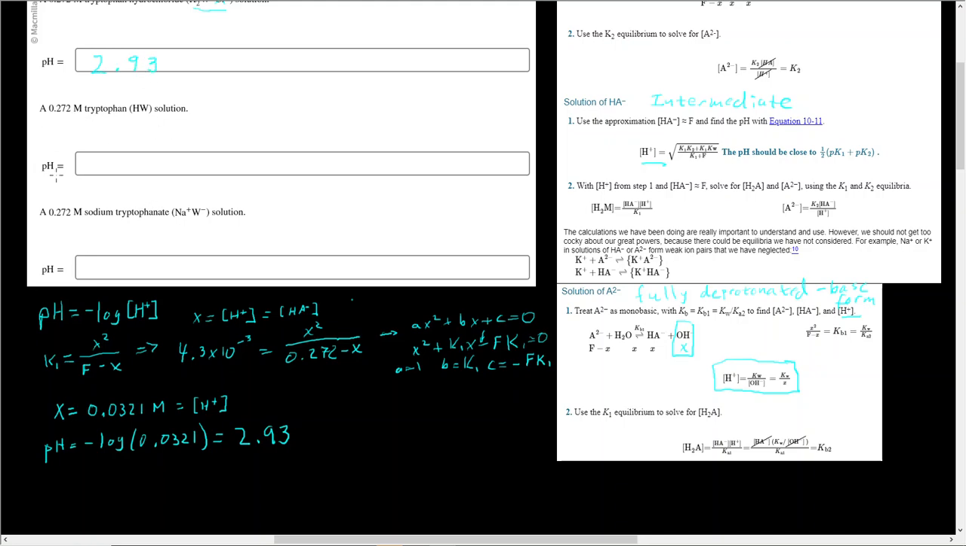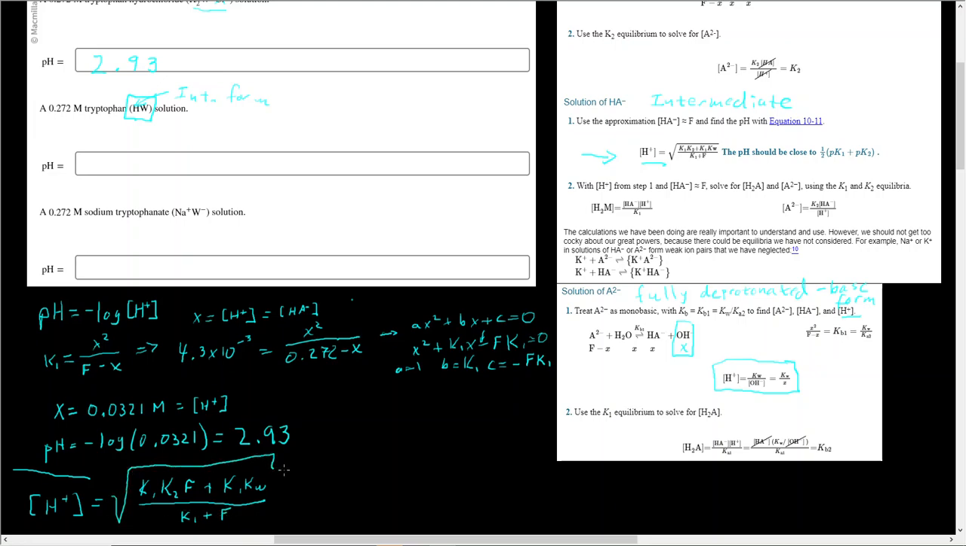So now we've got 0.272 molar of just tryptophan. So it looks like we've just got one hydrogen here that we can donate. So this must be that intermediate form. All right, we're looking for the H plus concentration, so we need to use this here equation. So H plus concentration is going to be equal to K1 times K2 times F plus K1 times KW over K1 plus F. And then that whole ratio, we take the square root of that whole thing.